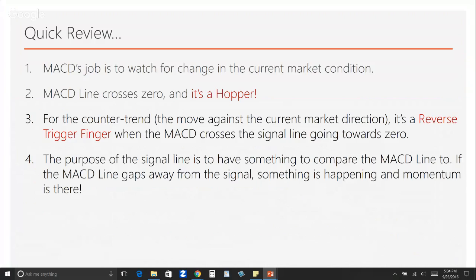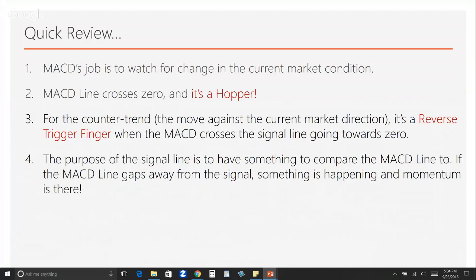Number three, for the counter trend, which is that move against the current market direction, it's called a reverse trigger finger when the MACD line crosses the signal line coming back to 0, coming back home. That is the counter trend signal from the MACD that tells us it could be some good timing for that counter trend trade entry, which is the most reliable trade pattern in the market, but maybe sometimes the most difficult to get the timing right.